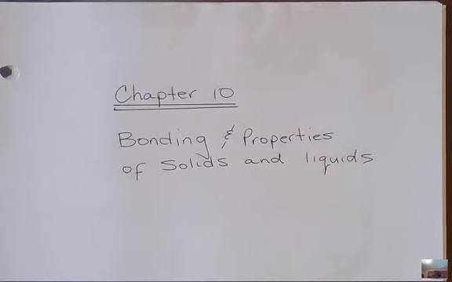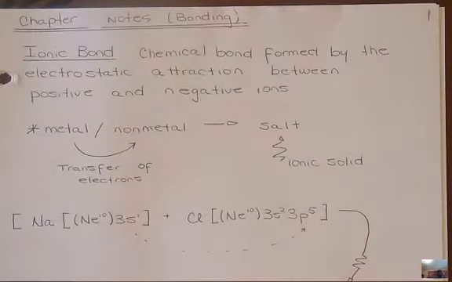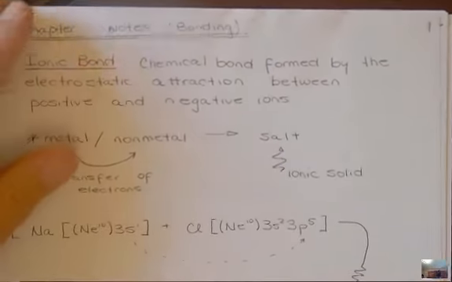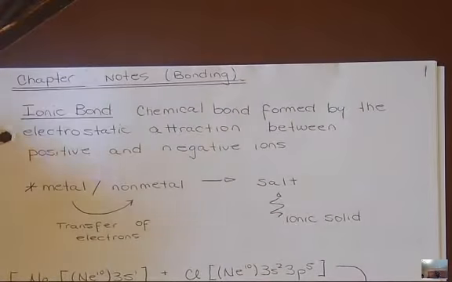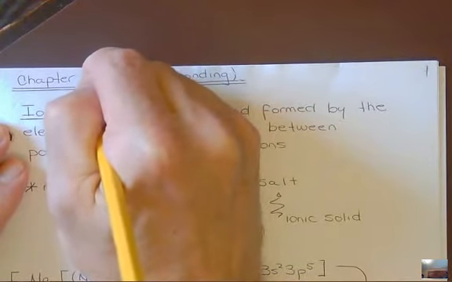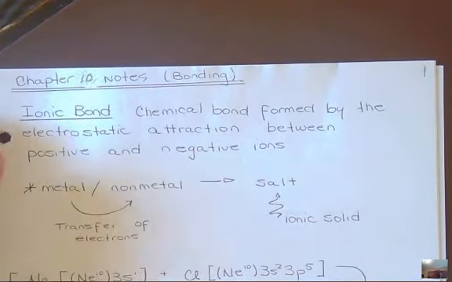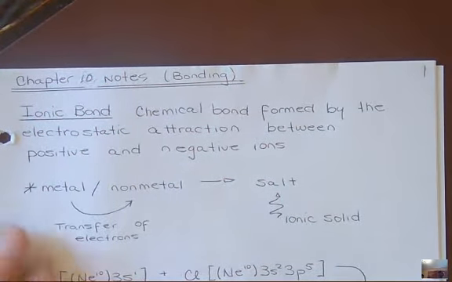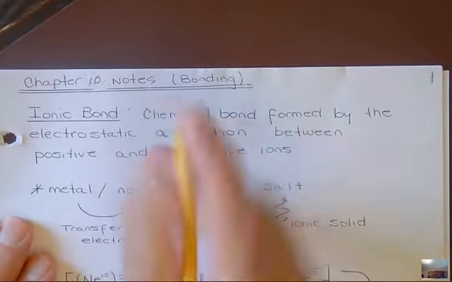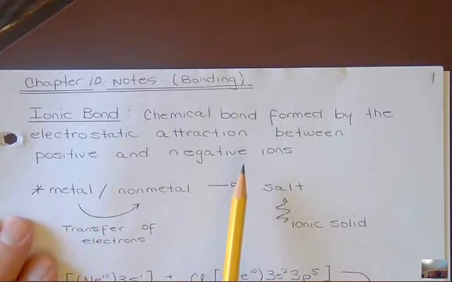It's probably the first of 3 videos for Chapter 10. So the first thing we just want to review, we've learned a lot of this already, is the concept of what's the driving force behind ionic bonding. An ionic bond is defined as a chemical bond formed by the electrostatic attraction between positive and negative ions.